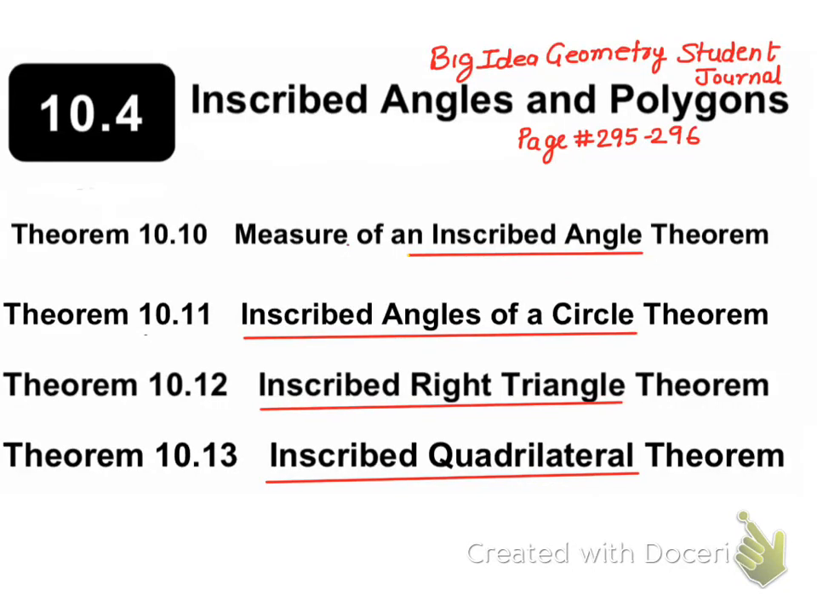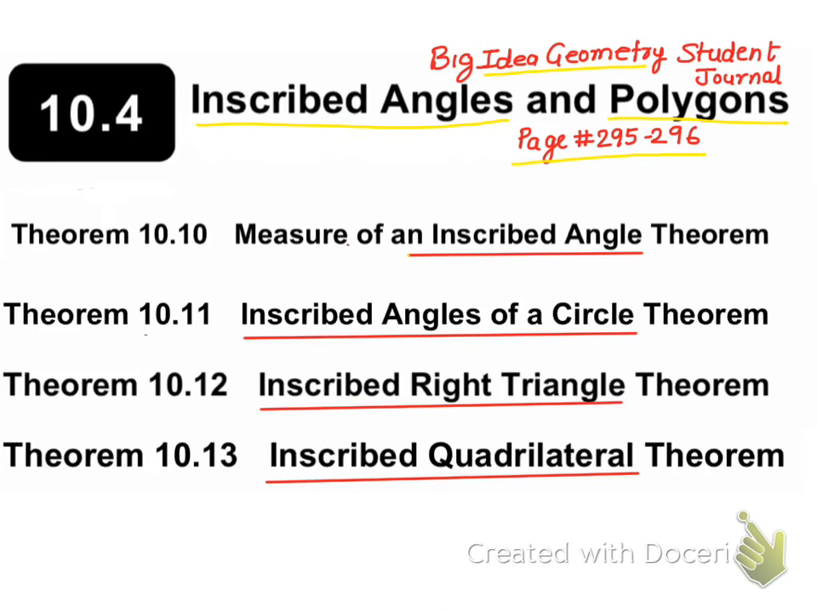Hello geometry students, today we are going to learn about inscribed angles and polygons. That's section 10.4 from Big Idea Geometry Student Journal. It's on pages 295 to 296. So in this section we are going to learn four theorems.